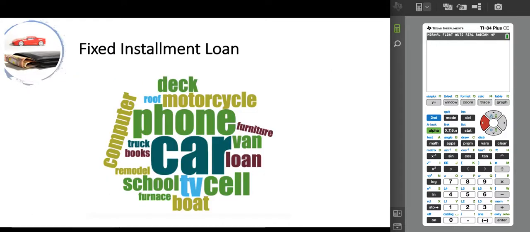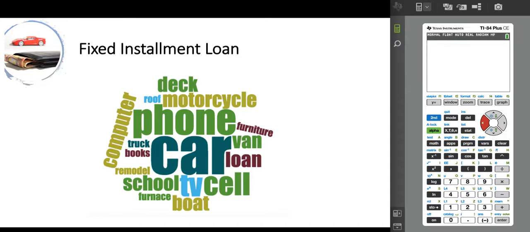Let's get started. So, what exactly is a fixed installment loan? Those are those loans you take out to buy a car, to buy a truck, maybe to purchase a phone. Now you want that new iPhone X. You have to take out a loan to pay for that expensive phone, or a computer, a cell phone, a television, all kinds of things.